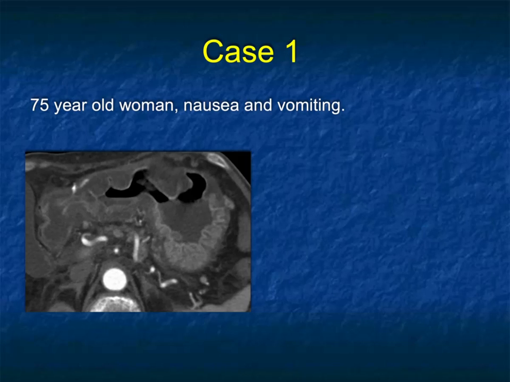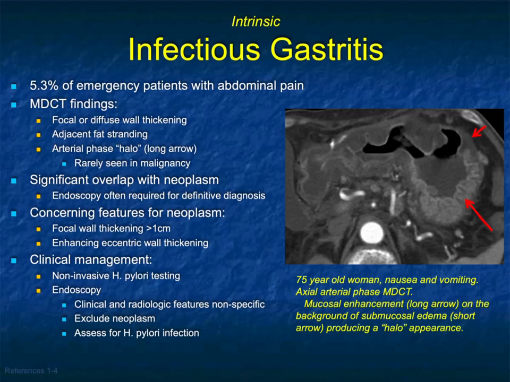Let's look at this case. 75-year-old woman, nausea and vomiting. You see diffuse thickening of the gastric folds, literally from the body through the antrum of the stomach. What are we dealing with? Not the most difficult of cases, wall thickening, lobulation. If you ask the question, can I exclude totally cancer? The answer is no. But this was infectious gastritis.